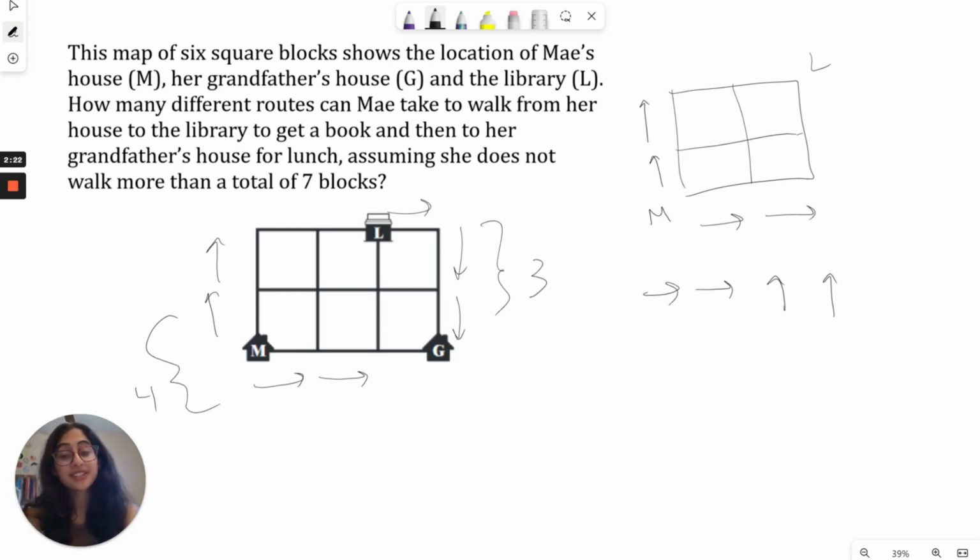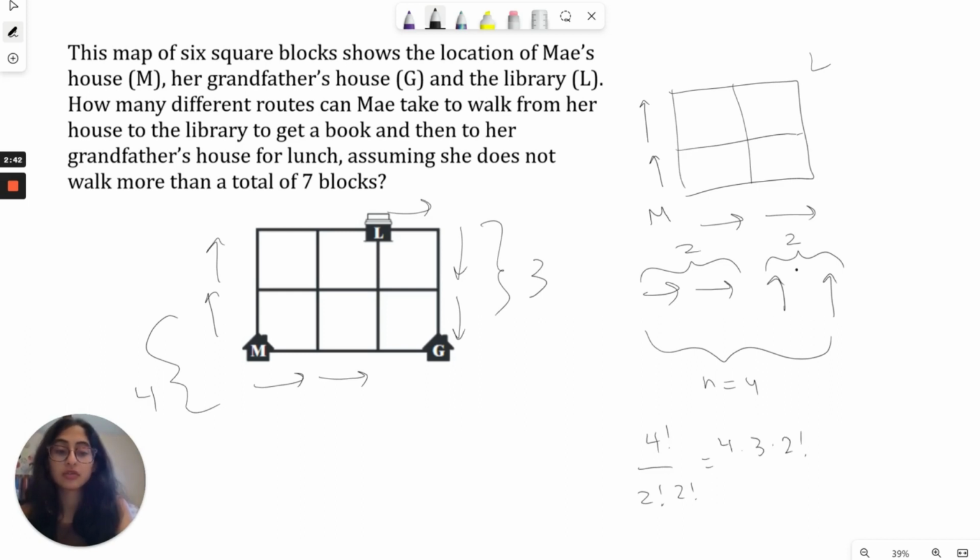So we're going to use the choose function for this, as we have in many problems in the past. There's 4 different objects here, n equals 4. Now there's 2 that repeat here and 2 that repeat here. So the number of ways to rearrange them is just 4 factorial over 2 factorial times 2 factorial. This ends up being 4 times 3 times 2 times 1, which is 4 times 3 times 2 factorial, over 2 factorial times 2 factorial. So 4 times 3 over 2 factorial is just 6. So there are 6 ways for May to go from her house to the library.